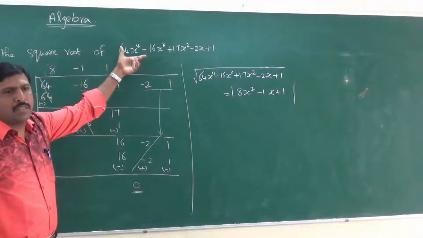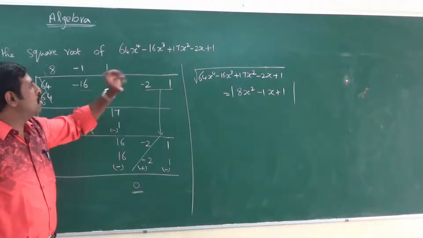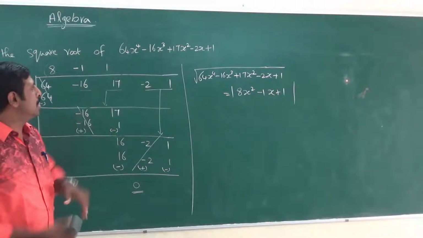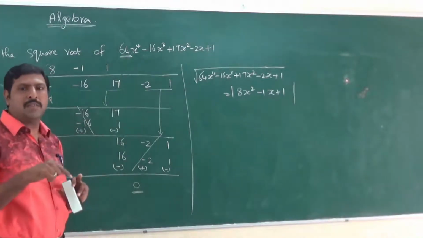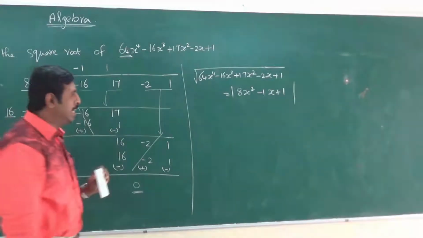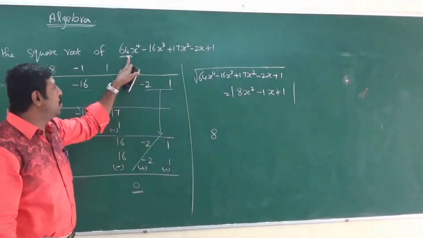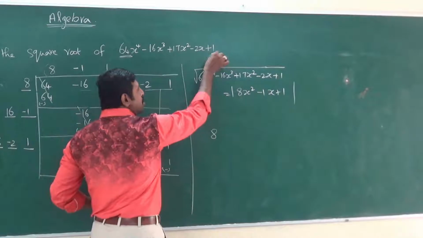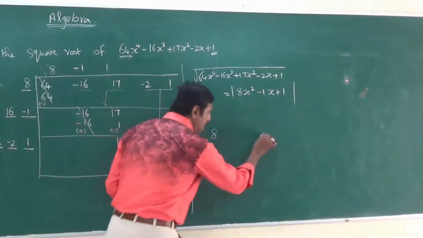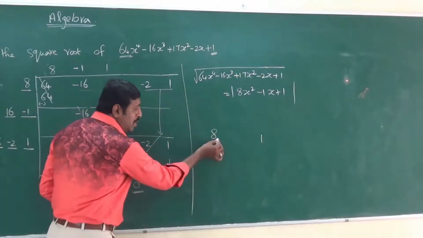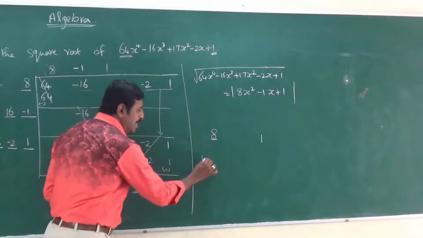Without doing all this, suppose we are asked one more question like this, we have a short idea to find the answer directly. See, check here, it is 64. What is the perfect square root of 64? It is 8. 8 is the square root of 64, and then the last constant term is 1. The square root of 1 is 1 itself. And whatever number appears in the first term, multiplied by 2, we get 16.